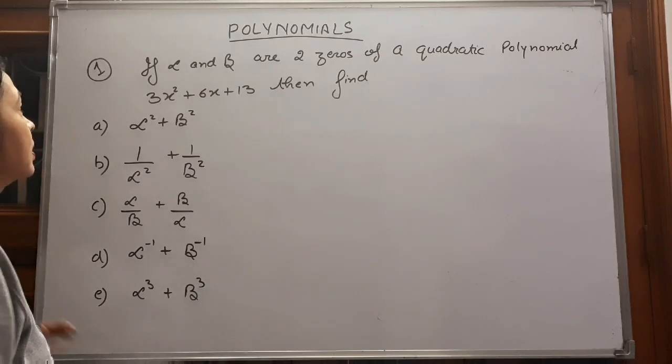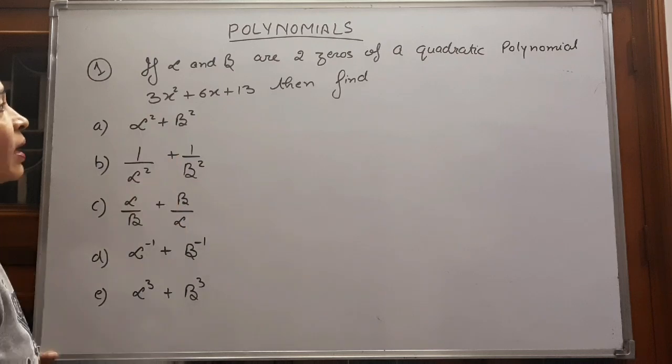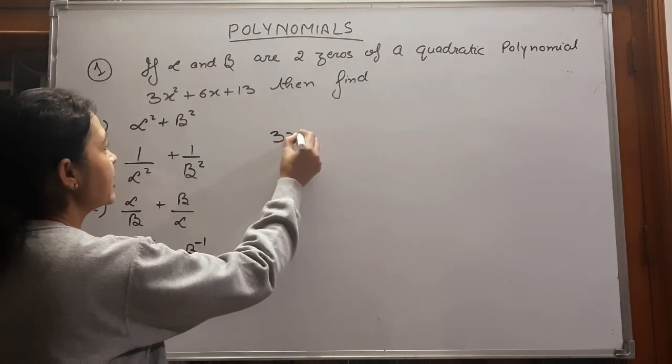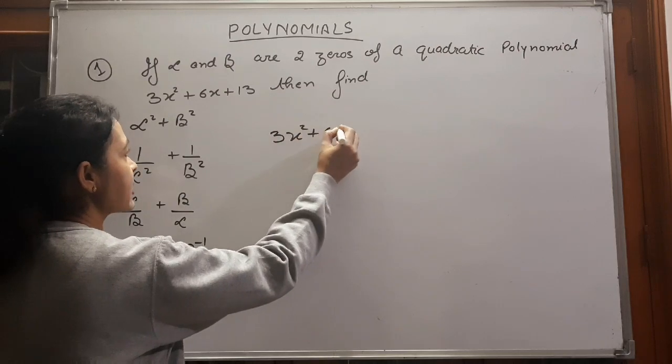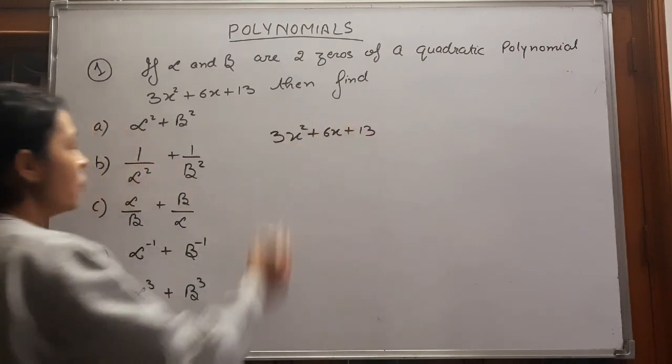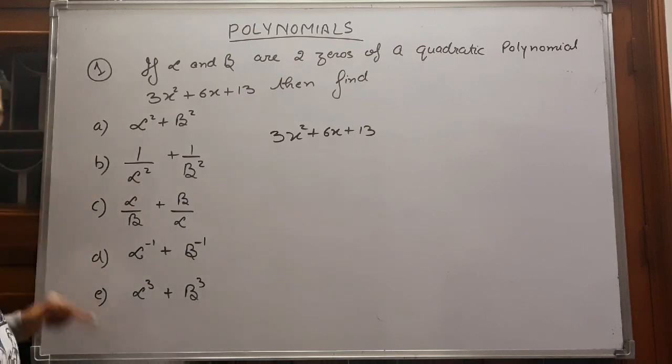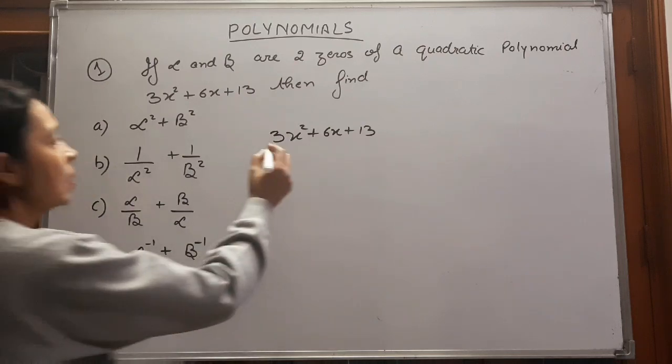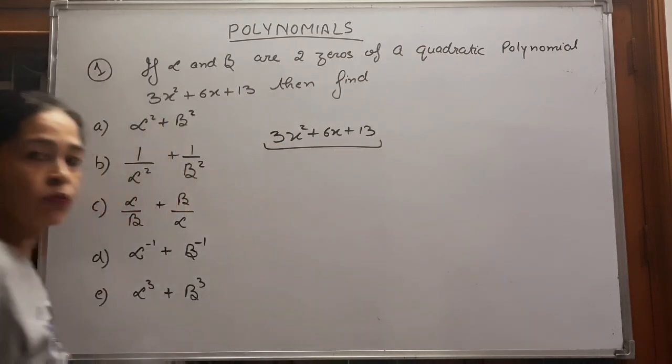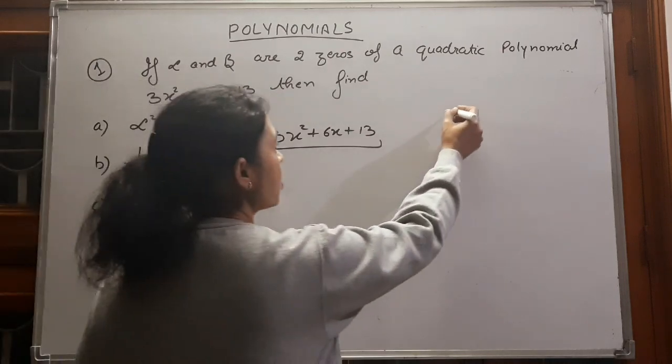For your board exams. If alpha and beta are two zeros of a quadratic polynomial 3x square plus 6x plus 13, we have to find the value of these five things. This is our polynomial. What is the general form of our quadratic polynomial?